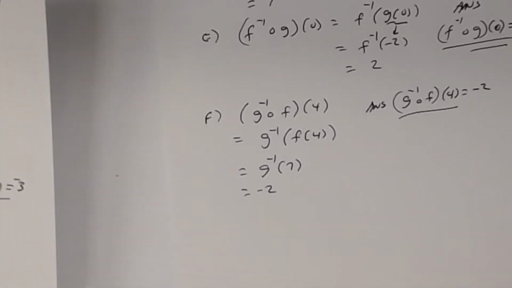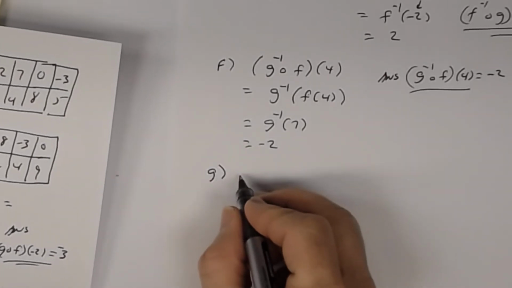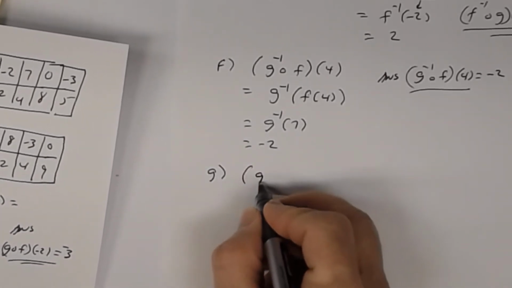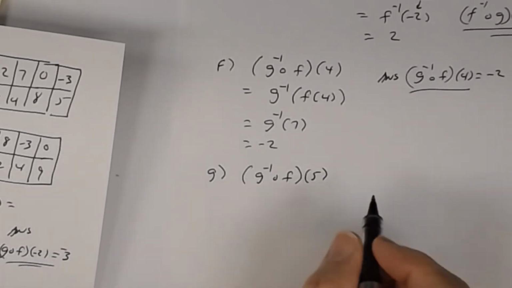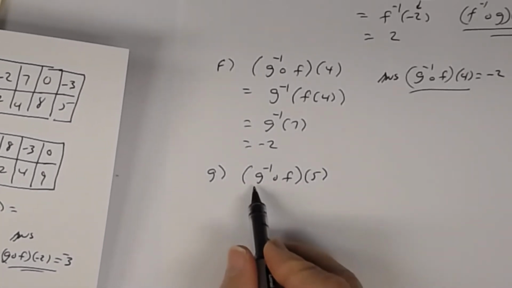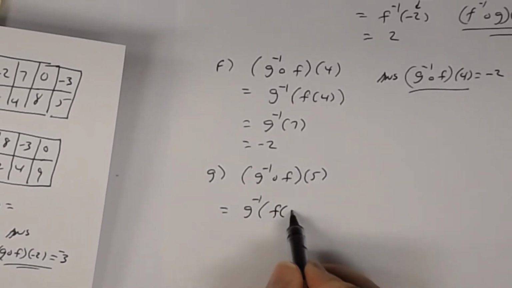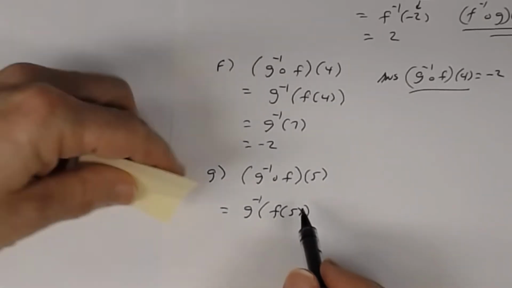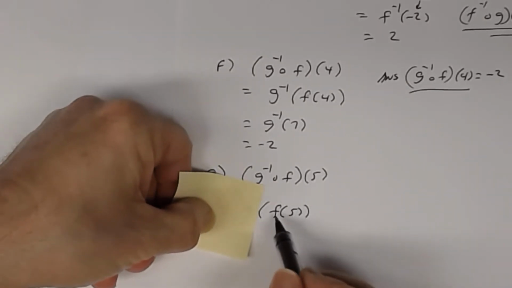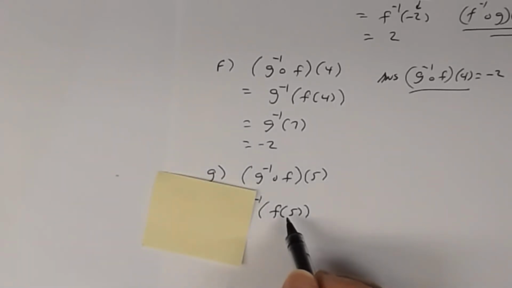All right? And then the last one in this problem. You want to find g inverse composed with f at 5. Well, by definition, this means g inverse of f of 5. Remember, cover up this part here, because this is what you've got to do first. So I go to my function f.